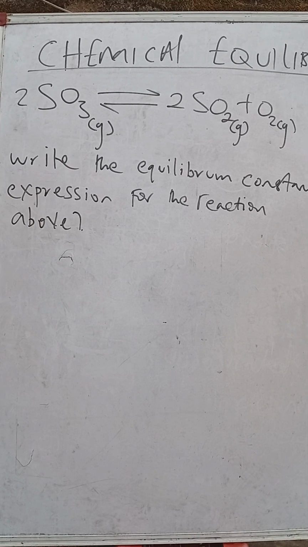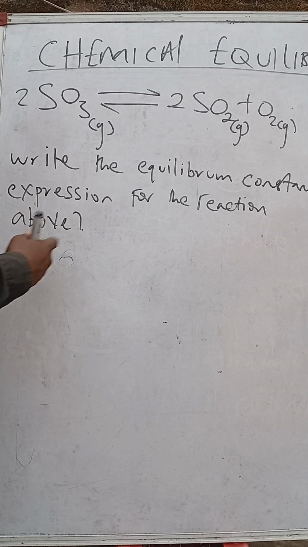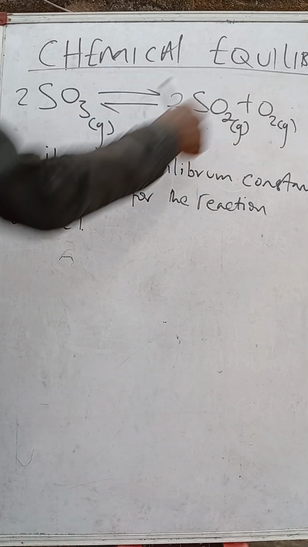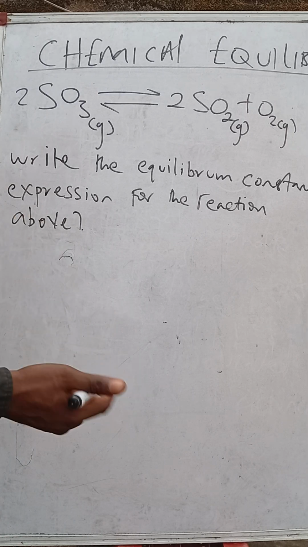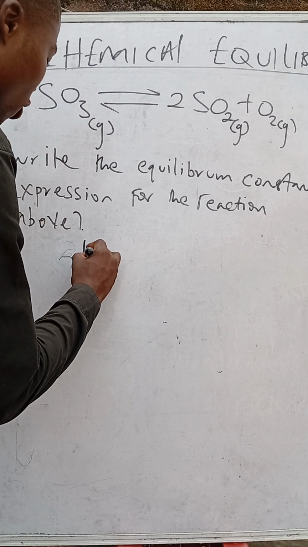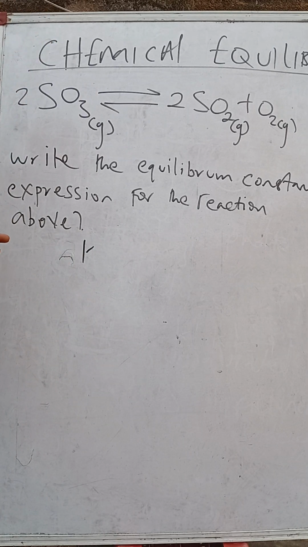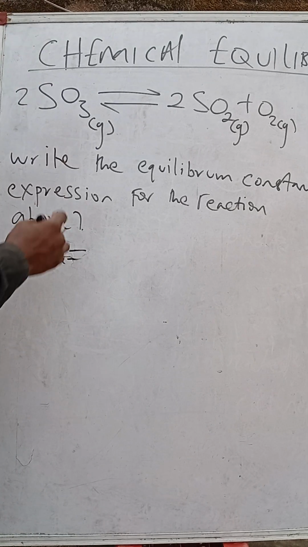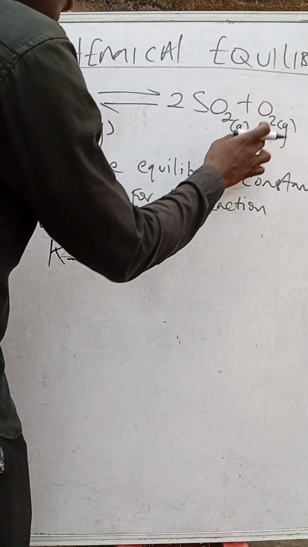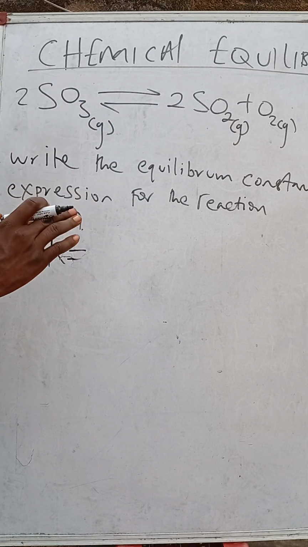Now, this question says, write the equilibrium constant expression for the above reaction. So this is my reaction above. I'm about to give you an equilibrium constant expression. When they ask such a question, they usually refer to the forward reaction. Equilibrium constant, I said before, affects only gases, please take note, gases and dissolved species, I mean aqueous. So this is gas, this is gas, this is gas. So they will all be expressed in the expression.